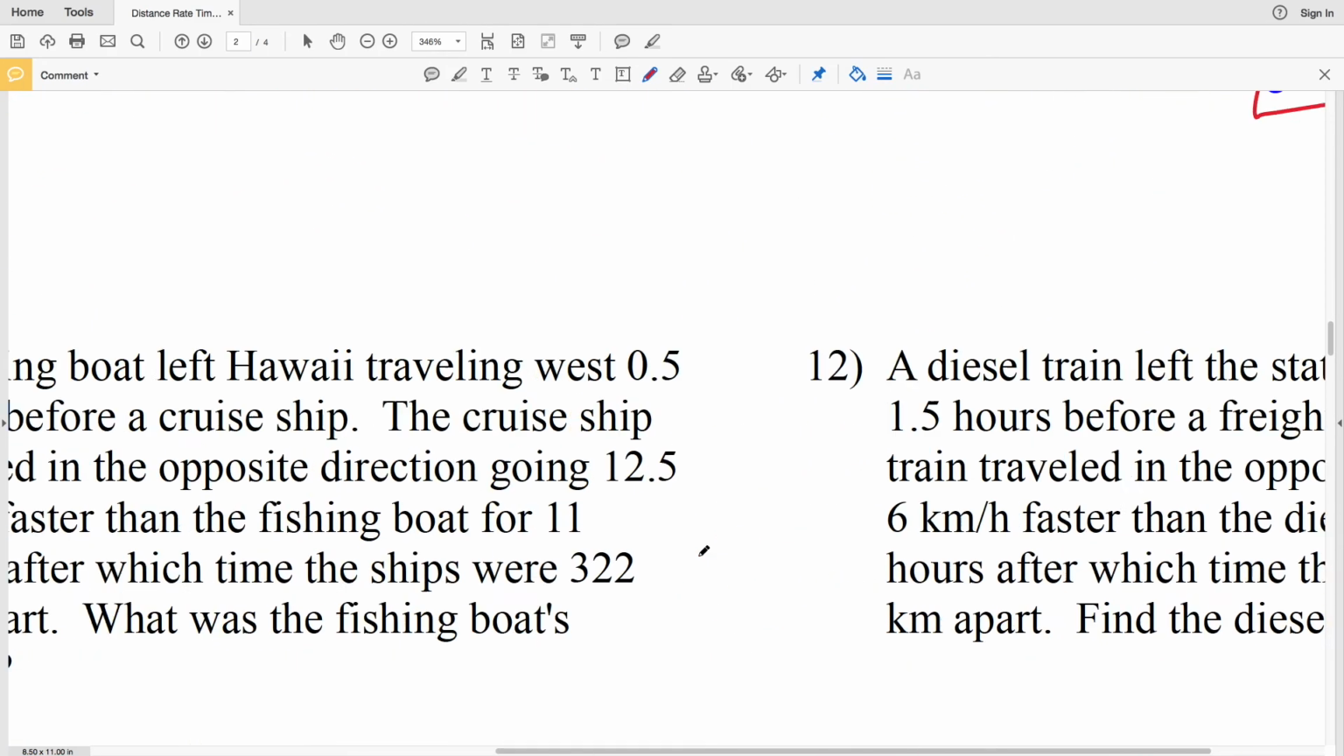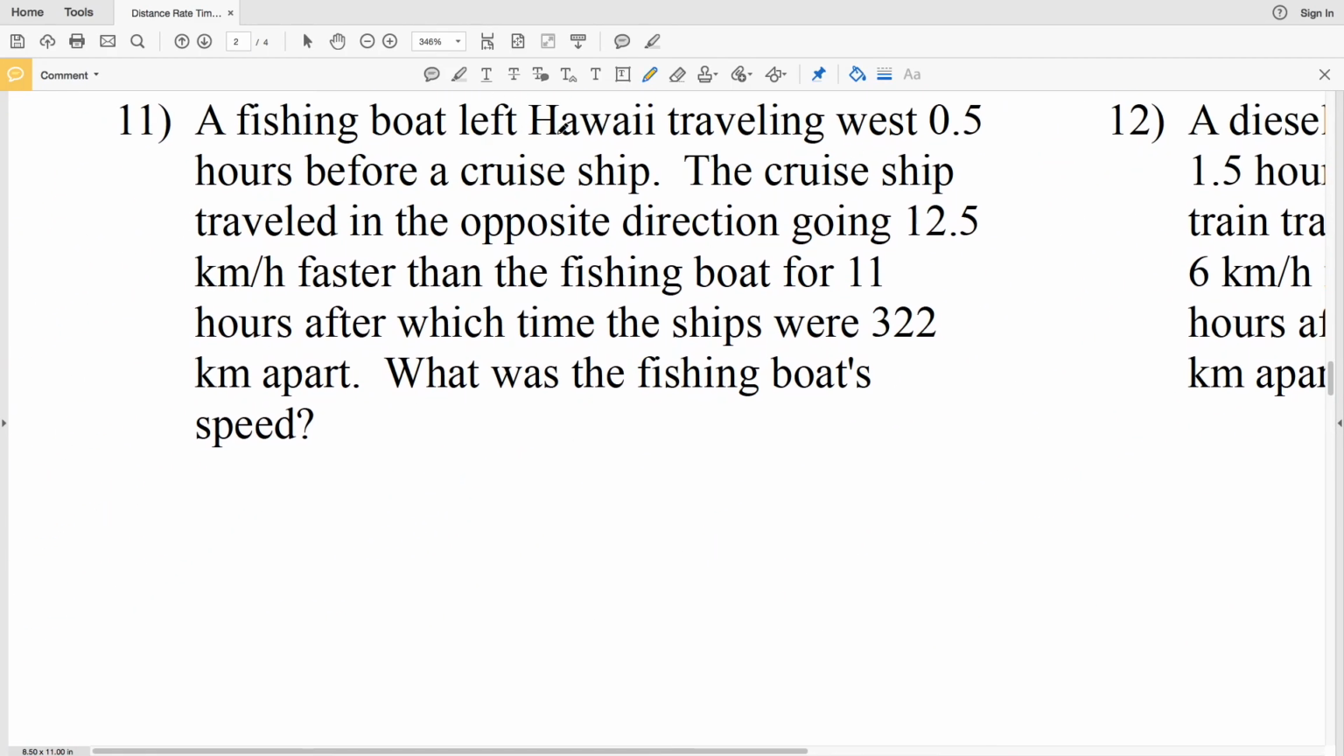In number 11, a fishing boat left Hawaii traveling west 0.5 hours before a cruise ship. The cruise ship traveled in the opposite direction, going 12.5 kilometers per hour faster than the fishing boat, for a total of 11 hours, after which the ships were 322 kilometers apart. What was the fishing boat's speed?